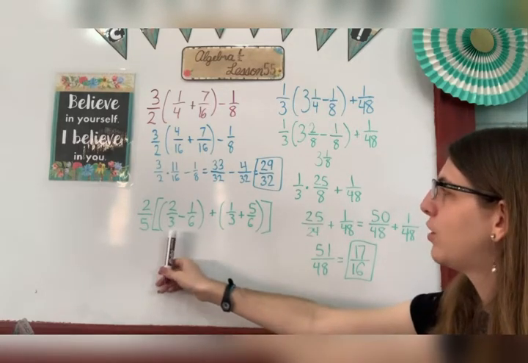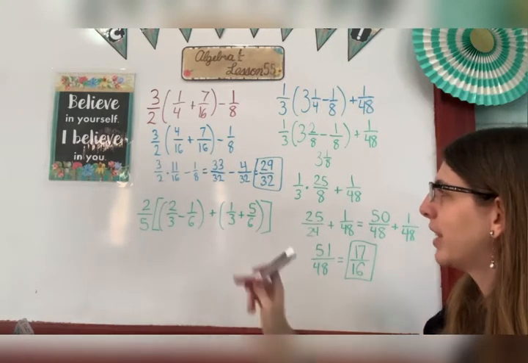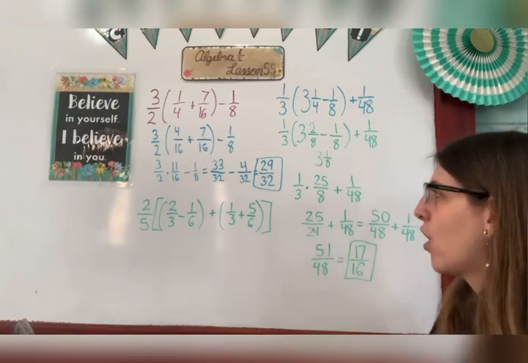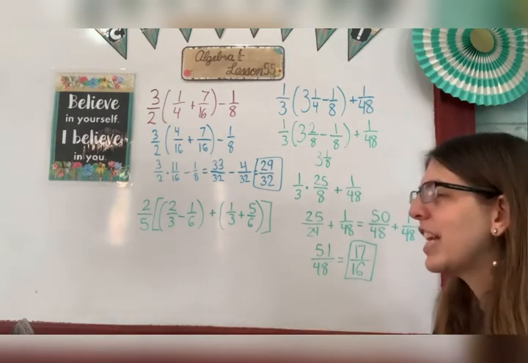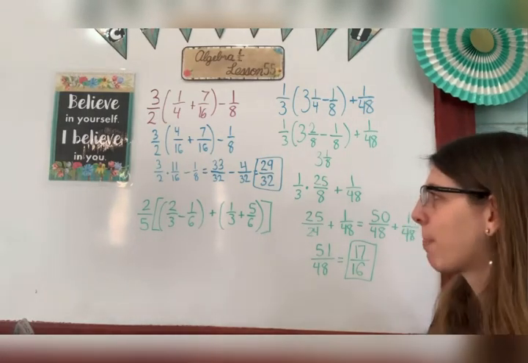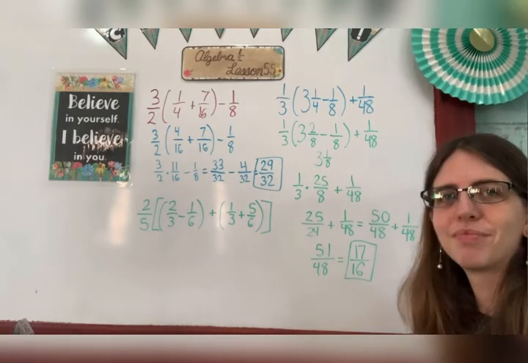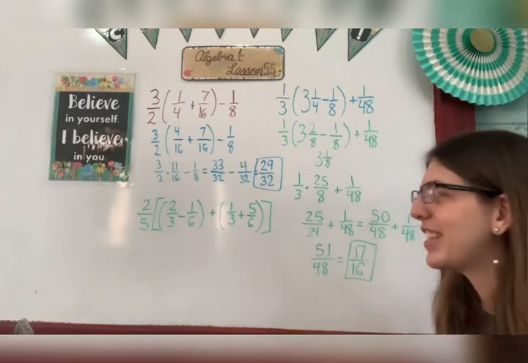2/5 times (2/3 minus 1/6) plus (1/3 plus 5/6). So first I have to solve what's in the parentheses. For both of these, I have to change them so they have a common denominator. What's the common denominator for 3 and 6? That one's easy, right? It's 6.